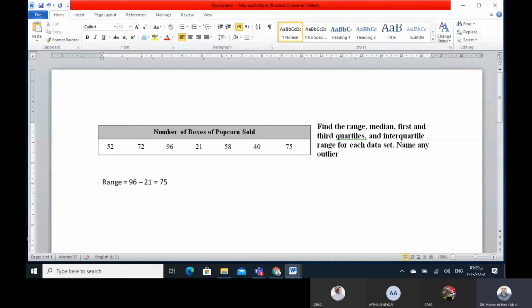Now how to find the median? Remember, always when you want to find the median, order the data from small number to big number. The smallest number here inside the data will be 21. Then we have 40.